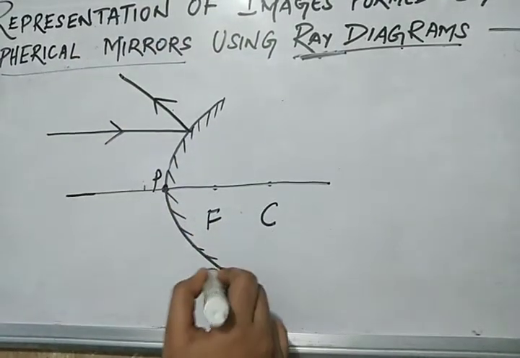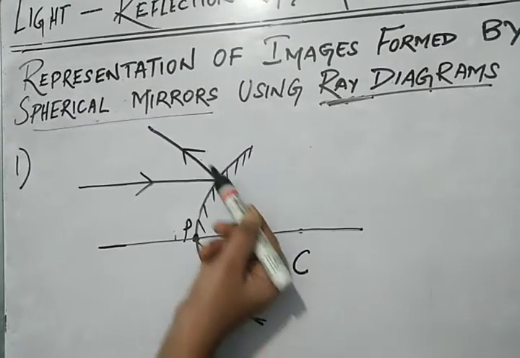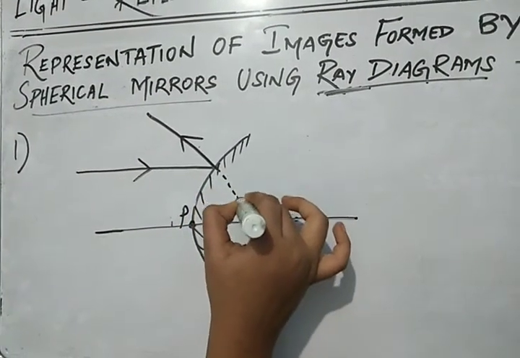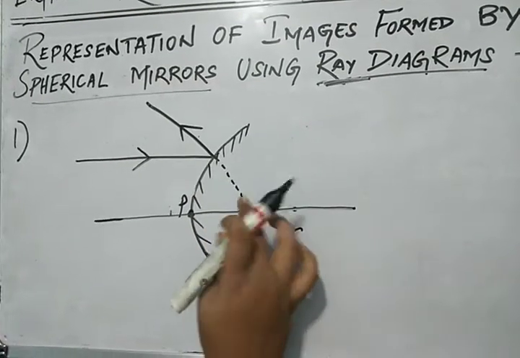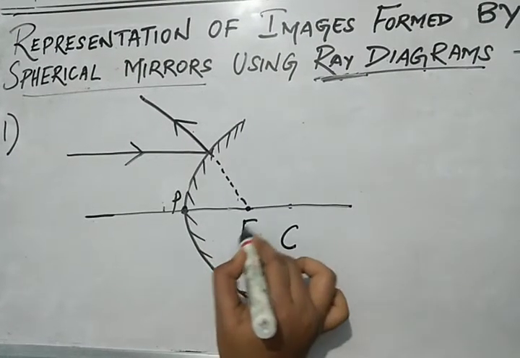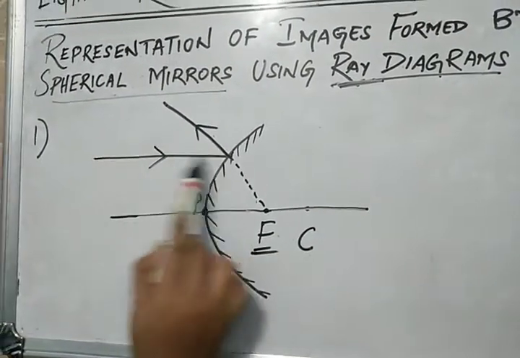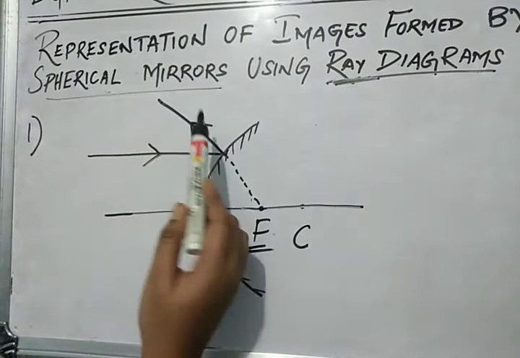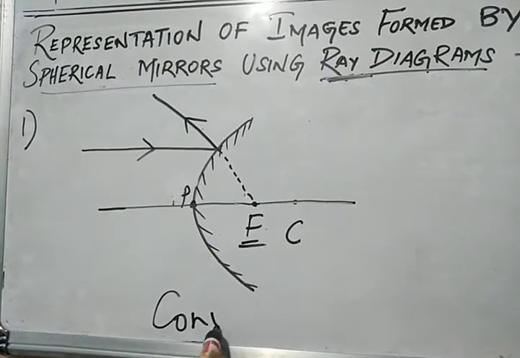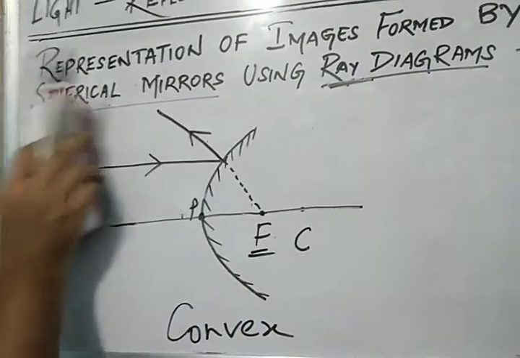Since the convex mirror is a diverging mirror, you see that after reflection the ray gets diverged this way. But it appears to be coming from this point. This is the principal focus. So a ray parallel to the principal axis, after reflection, appears to diverge from the principal focus in case of a convex mirror. It appears to diverge from this point. This was the first path of a ray.